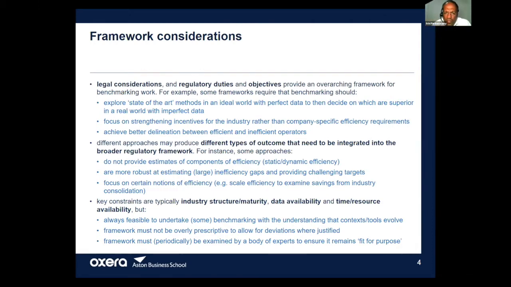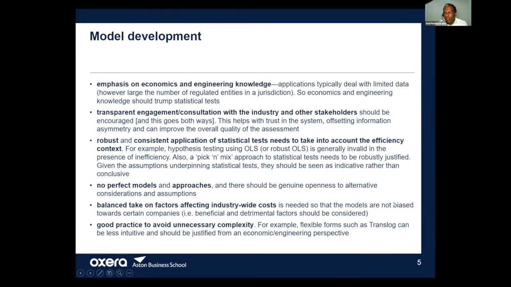But despite these constraints, it's always feasible and sensible to apply some efficiency analysis to understand the state of the sector. Even if the results are not used, it can help the regulator understand what the data issues are, and how the data guidance can be strengthened, for example.